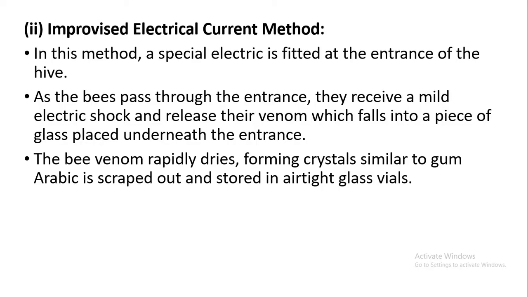Due to which the venom is going to get dried up, and the venom will be in crystalline form, and in this way the venom is scraped out, and we can store it in air tight glass vials. So here comes a video that explains how exactly this improvised electric current method is going to work.